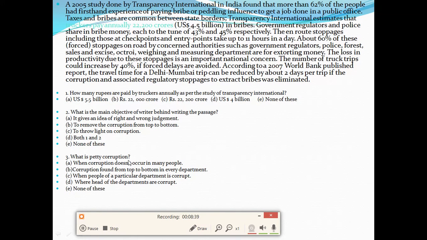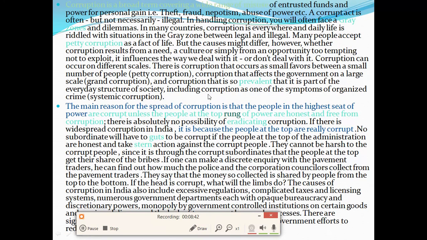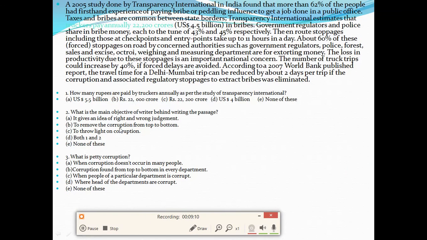The third question is what is petty corruption. After reading the passage, I found that petty corruption is a fact of life. It is written in the passage, as you find petty corruption here: "many people accept that petty corruption is a fact of life." You can understand that option B is matching this.